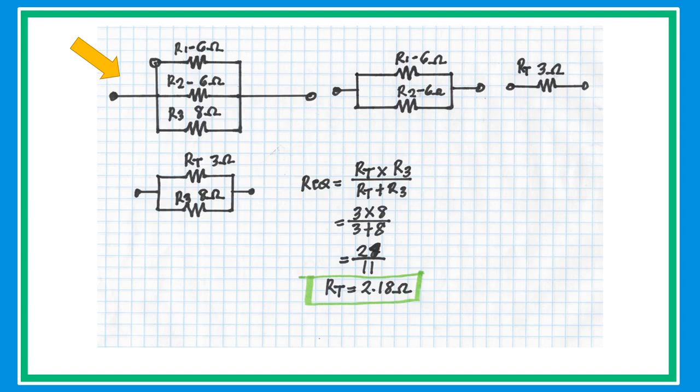In this problem, since R1 and R2 have the same value of 6 ohms, just simply get half of the value of 6 ohms. Then redraw the circuit, and if you have two resistors connected in parallel, we have a special formula for that. The product divided by the sum, then substitute the value to get the equivalent resistance of 2.18 ohms.